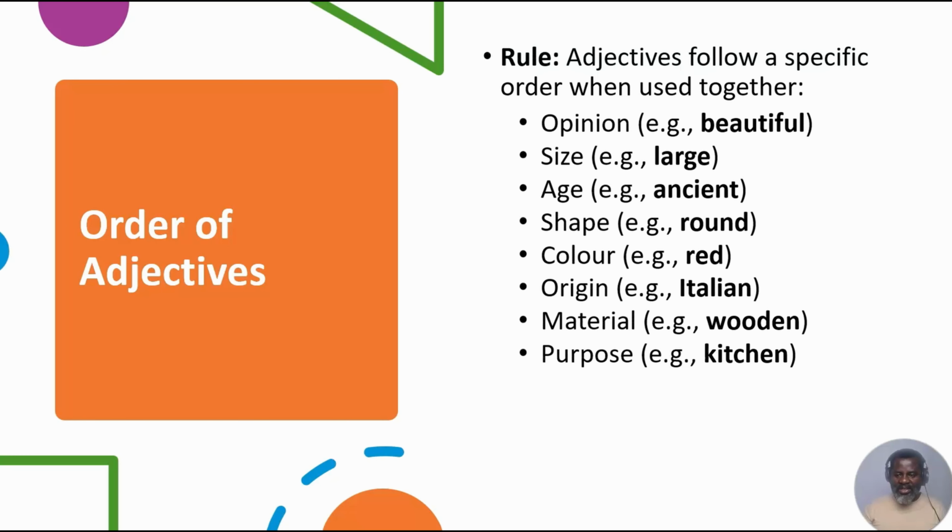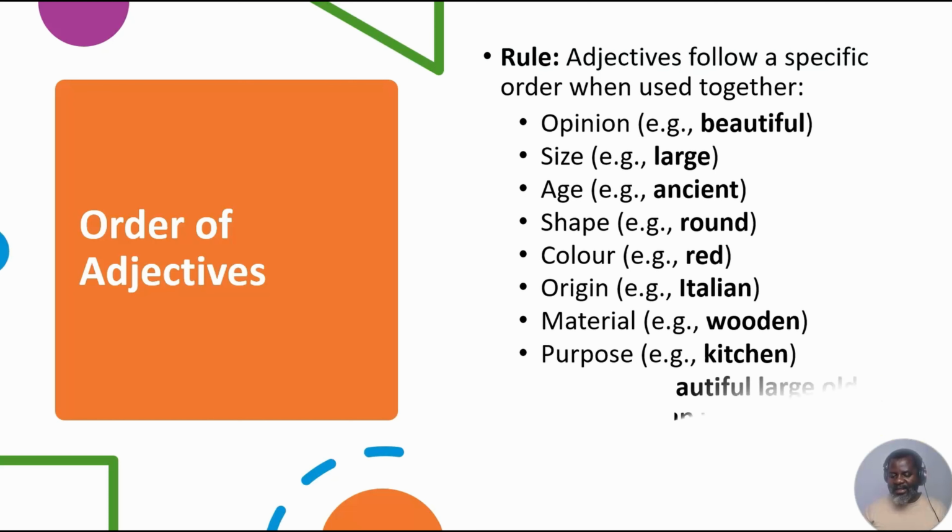The next, let us look at the order of adjectives. How do adjectives come in terms of order? When you have a noun you want to modify with adjectives, the first adjective that should come is an opinion, followed by size, followed by age. Then shape, then color. Color is followed by origin, then material.